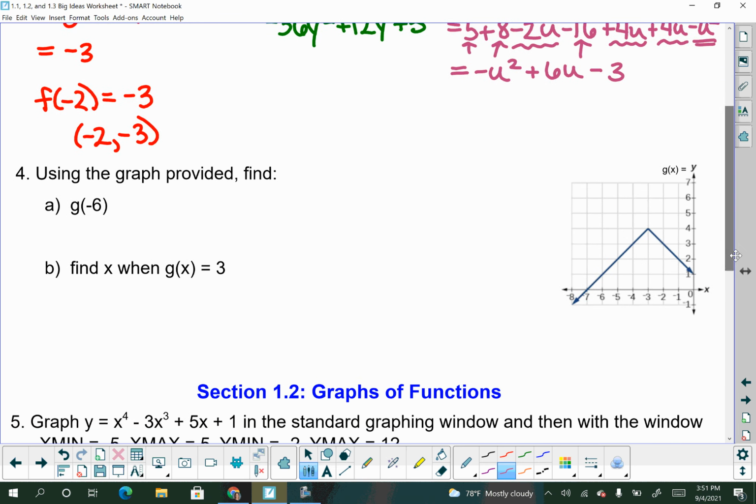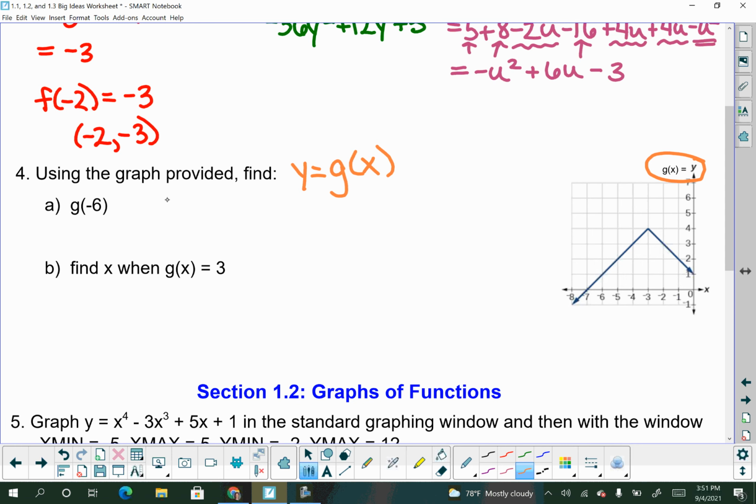The last thing we're going to talk about from section 1.1 is how to evaluate functions when you have a graph. So remember I talked about a little bit ago in the last problem, the number inside the parentheses is the x, and when you plug it in, whatever you get out is the y. So here we have function g, and they are kind of giving you the notation at the top there. I'll write that a little bit bigger. Y equals g of x. So what's inside the parentheses is an x, and what's outside the parentheses is a y.